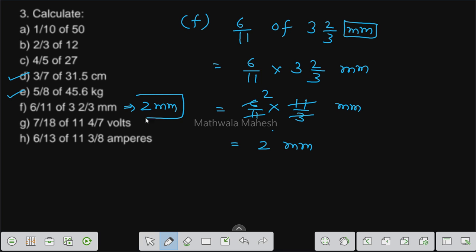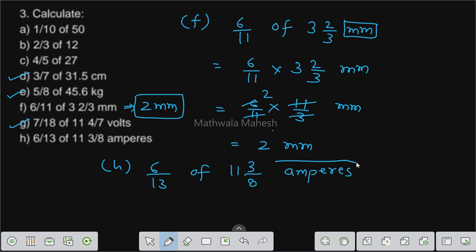Okay. And do this one by yourself. I'm doing H, 6 by 13 of 11 and 3 by 8 amperes. This is the unit of current. Okay.